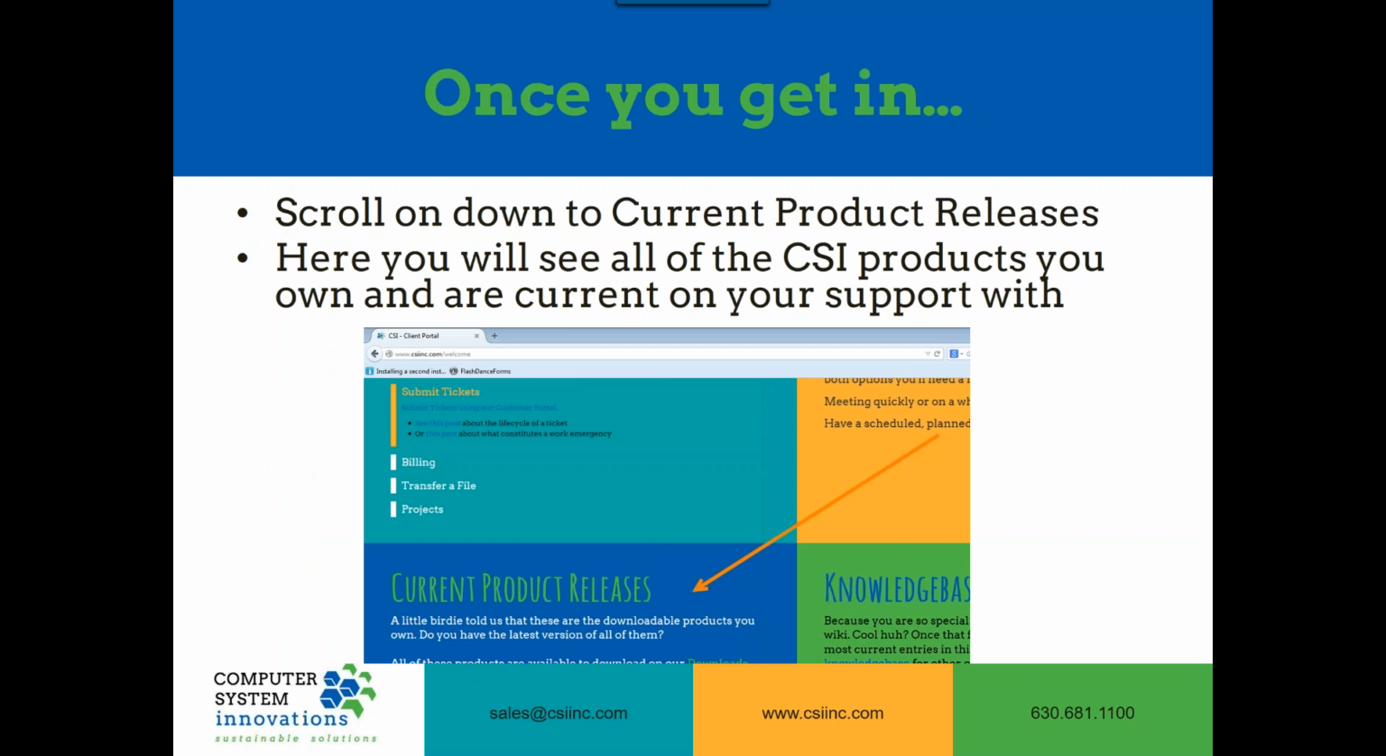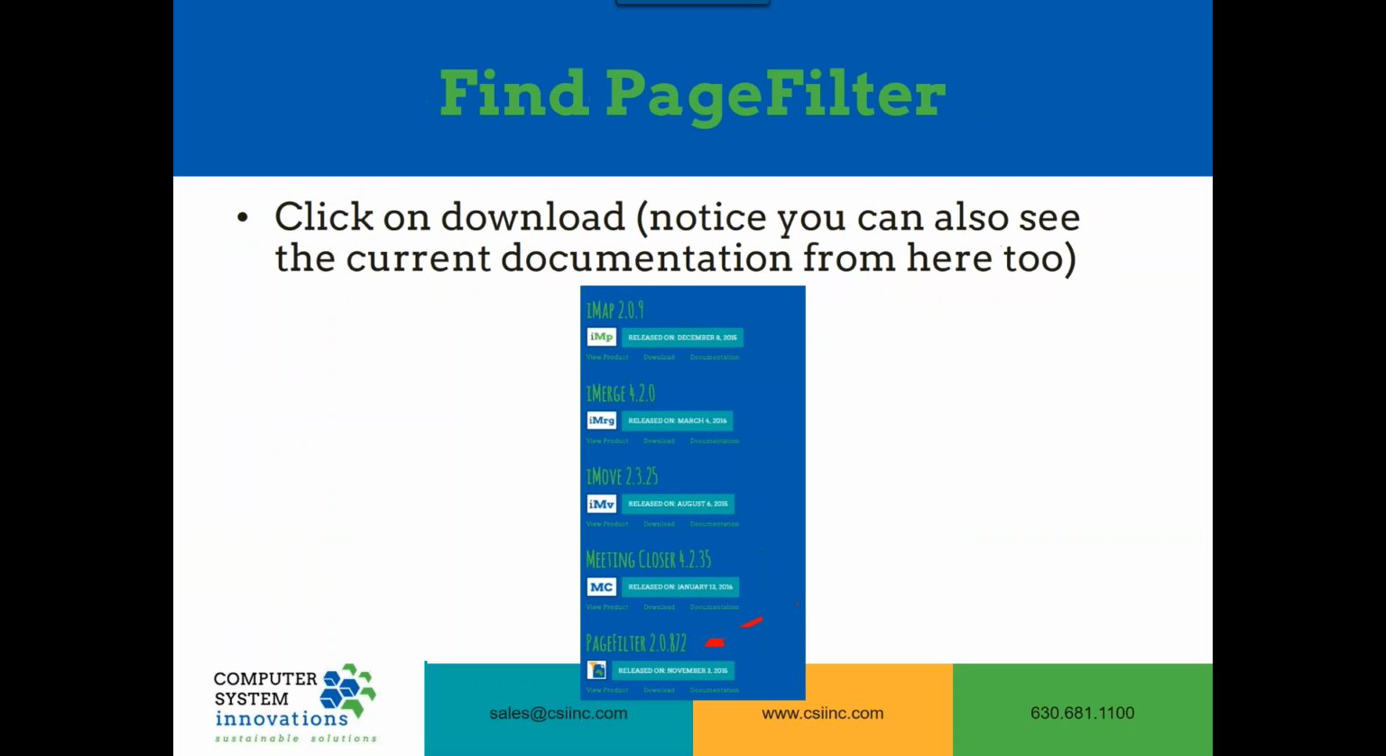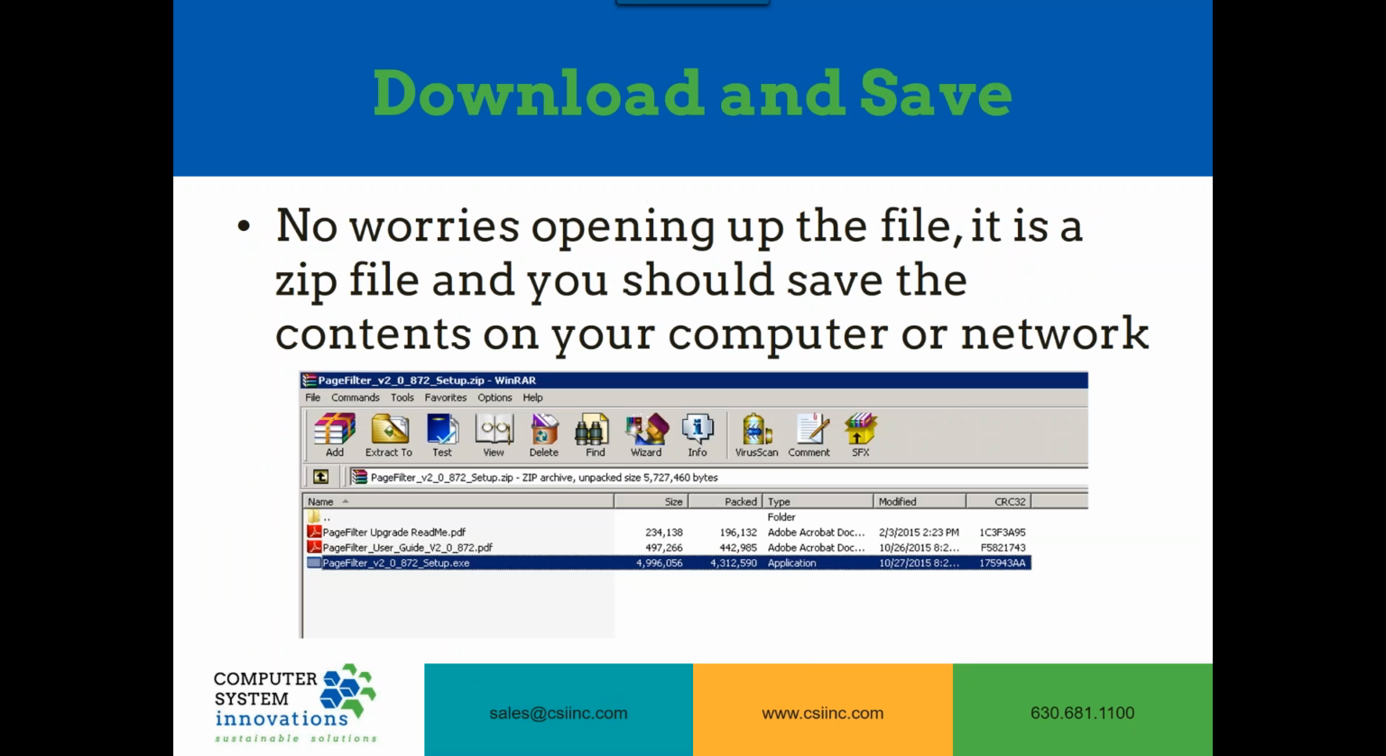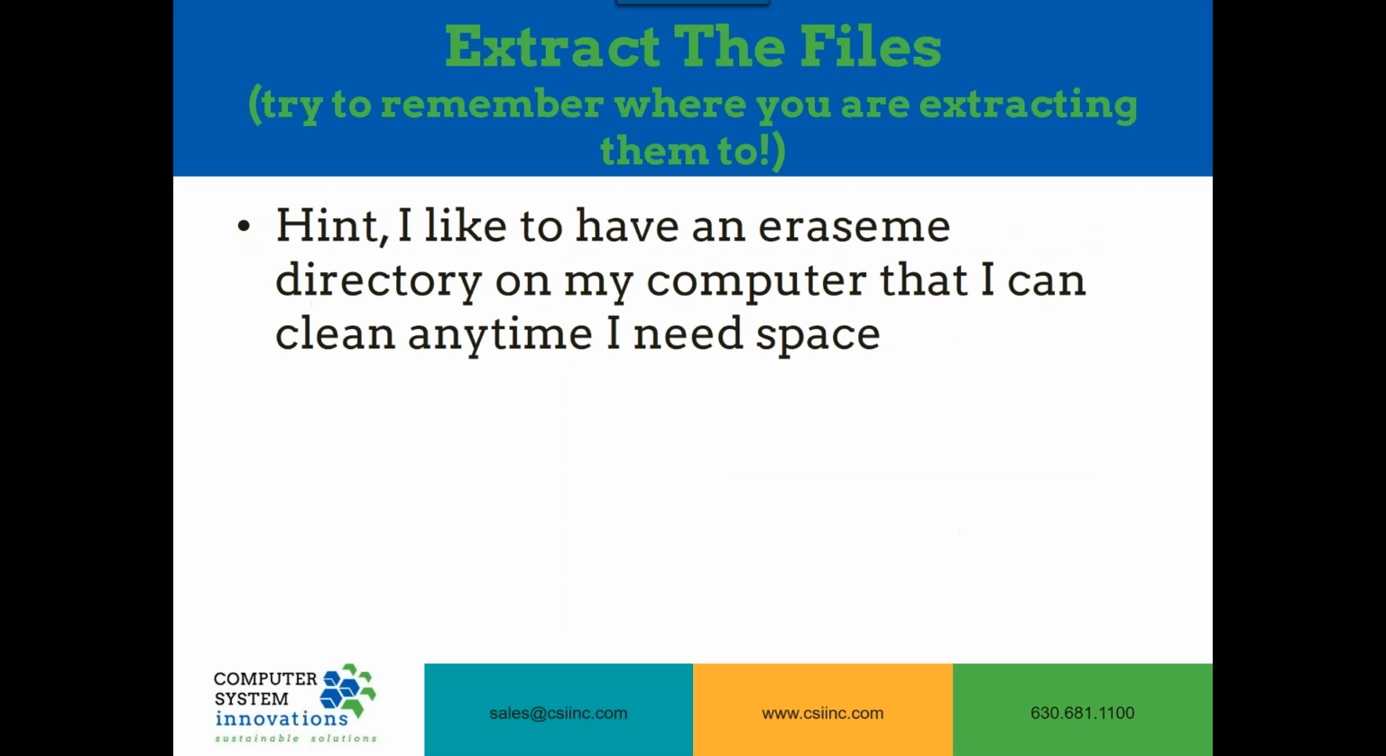Once you're logged in, you're going to see every product that you're current with, current on your software update fee, and you can scroll down there. We even make the documentation available if you want to see what might have been added to PageFilter. When you go and save it, just save it somewhere on your computer, whatever. I like to save everything in an Erase Me directory, just a little tip there. I save all my installs there, because I know I can then erase them anytime I might need space.